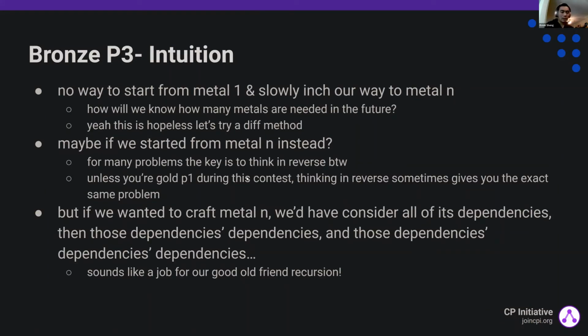So first, it might be tempting to start from metal 1, craft a bunch of that, go to metal 2, craft a bunch of that, and then inch our way to metal N. But that's really hard because we won't know how many metals are needed in the future. Perhaps we need a ton of metal 6, but we didn't craft a lot of metal 6. How would we know how much of metal 6 to craft? And the more you go into this rabbit hole, the more you realize that this method is just hopeless.